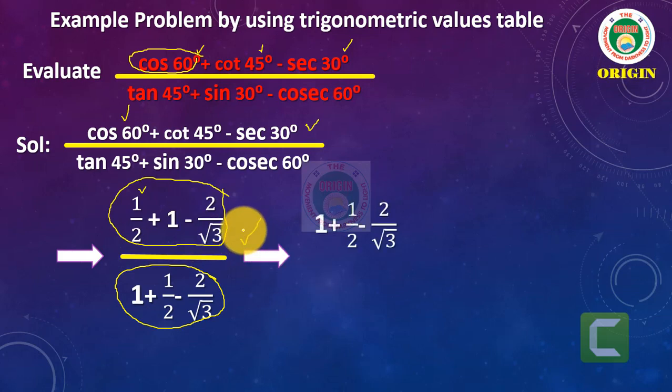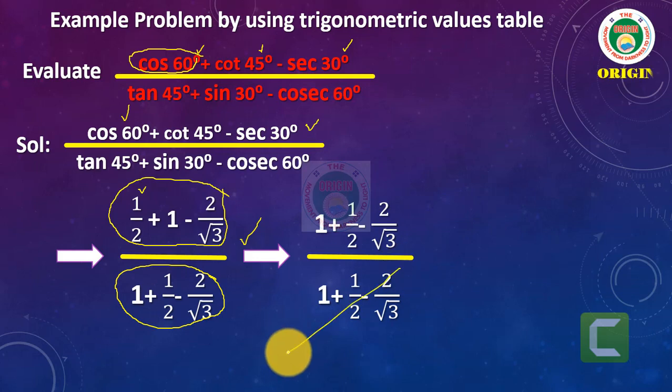Now both terms are equal. I just arrange the terms in order: 1 plus 1 by 2 minus 2 by root 3, and the same 1 plus 1 by 2 minus 2 by root 3 as usual. So cancel the terms, then the answer equals 1. This is the method you should use to do the problems, depending upon the trigonometric values table.